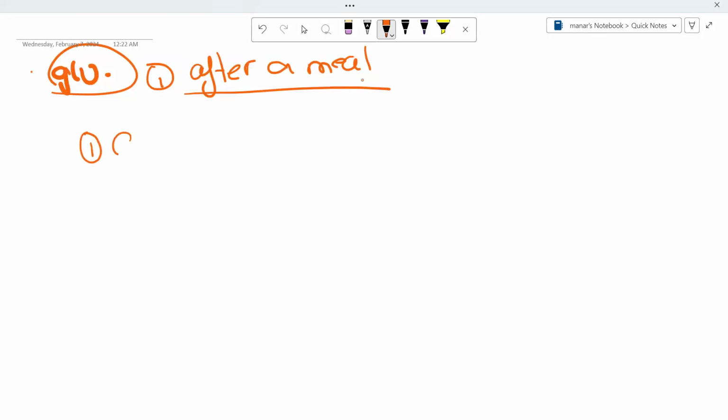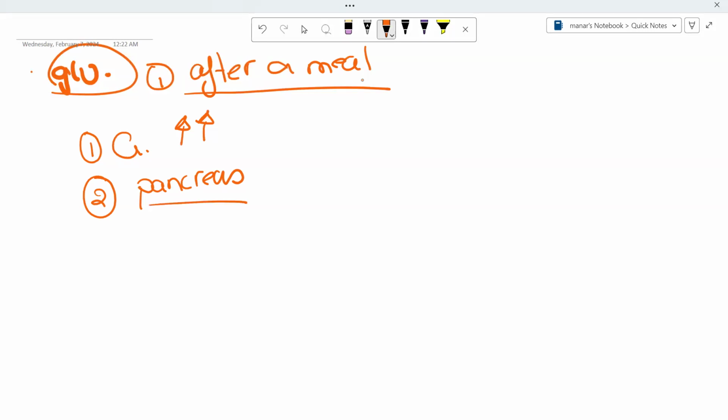After a meal, immediately after a meal, what happens? Step number one is that the glucose levels will increase above normal. Number two, this high glucose level is detected by the pancreas. By the way, it is detected by the pancreas, not the blood, not the brain. When the blood passes through the pancreas, it will detect that the glucose levels are above normal.